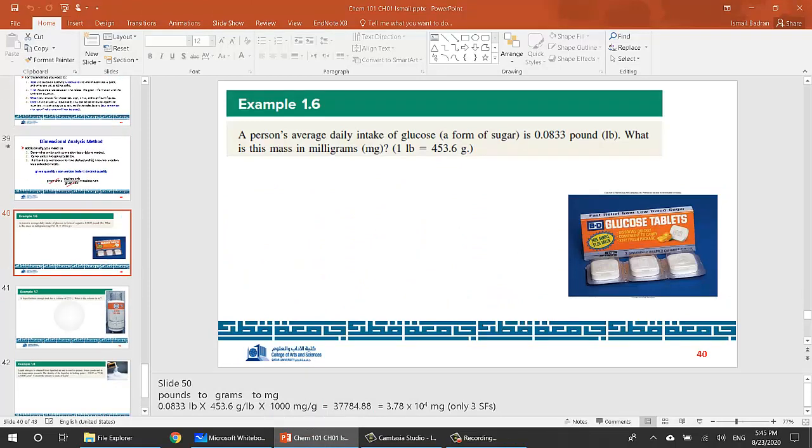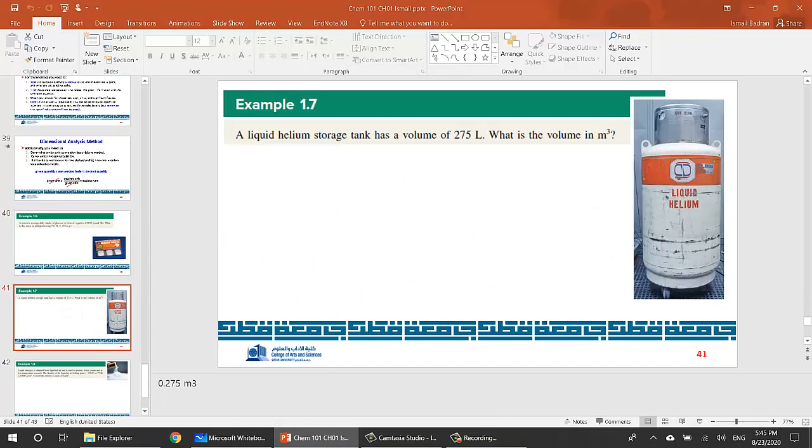One more question, 1.7. A liquid helium storage tank has a volume of 275 liters. What is its volume in meter cube? Consider yourself working in a company or a factory, and you want to convert this. This is a daily exercise that you do in a working place. You work with units all the time. So 275 liters, what is that in meter cube?